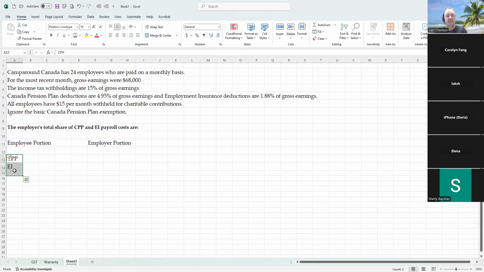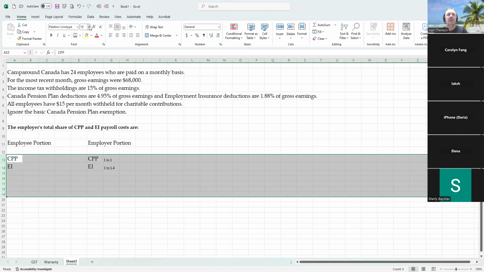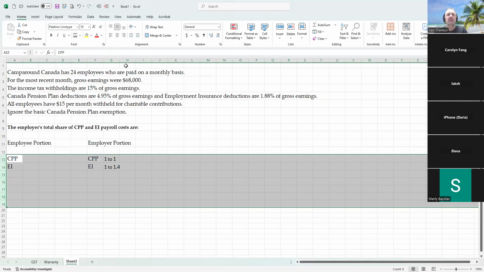The only thing that we know is that the employer pays whatever the employee pays, 1-to-1, for the Canada pension plan, while the employment insurance is paid 1 to 1.4. Those are the proportions here. We already know them. Everything is clear.